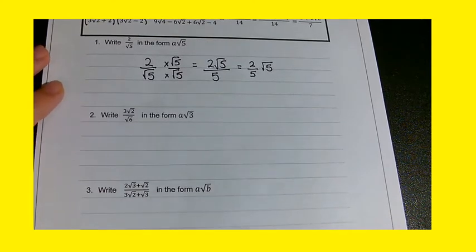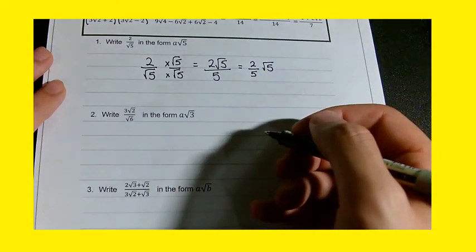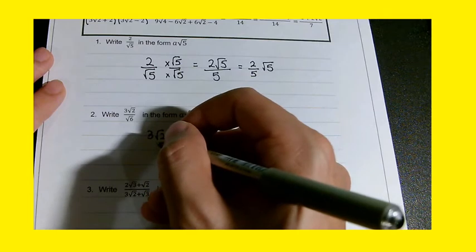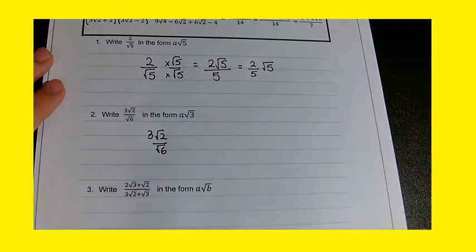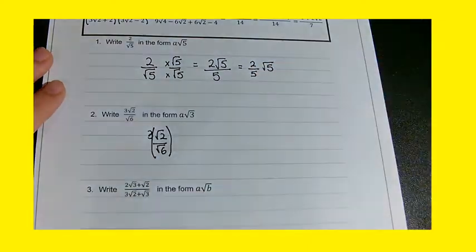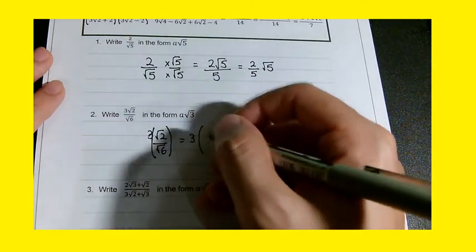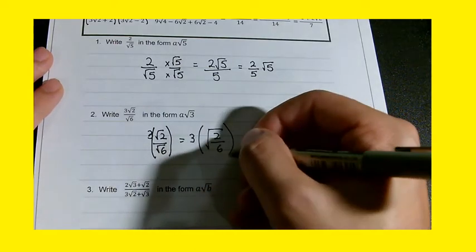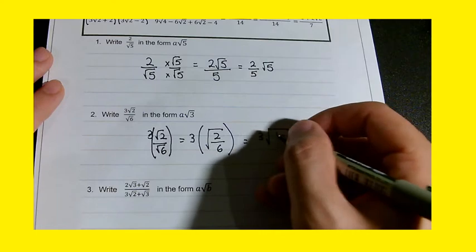Right, next one, question 2. Write 3 root 2 over root 6 in the form a root 3. Again, we've got to think carefully about this. I'm going to write this slightly differently: 3 times root 2 over root 6. I'm just going to use my rules of surds. Remember, a surd over another surd can be written like this, and you'll get 3 times the root of a third.